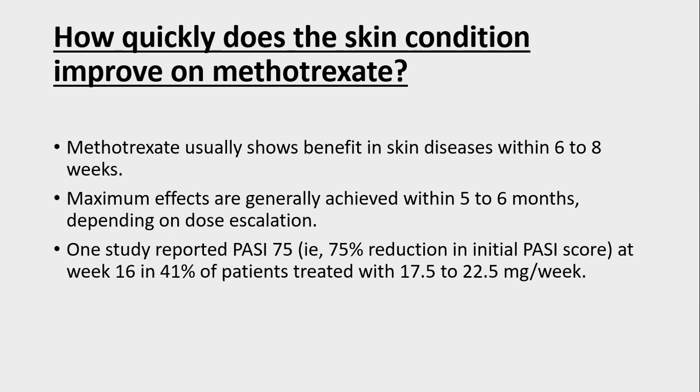So it starts its benefit in skin diseases in 6 to 8 weeks, and always tell your patient that you have to take the drug for at least 3 months. Maximum effect is generally achieved within 5 to 6 months, depending upon the dose escalation. One study reported PASI 75, that means 75% reduction in PASI score, at week 16 in 41% of the patients who were treated with 17.5 or 22.5 mg per week.